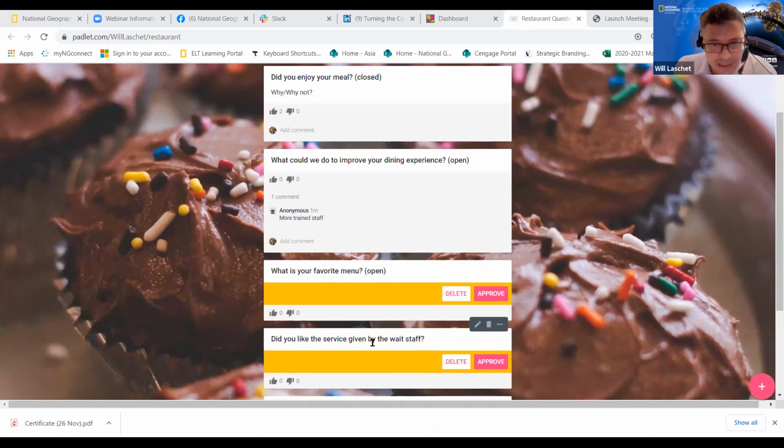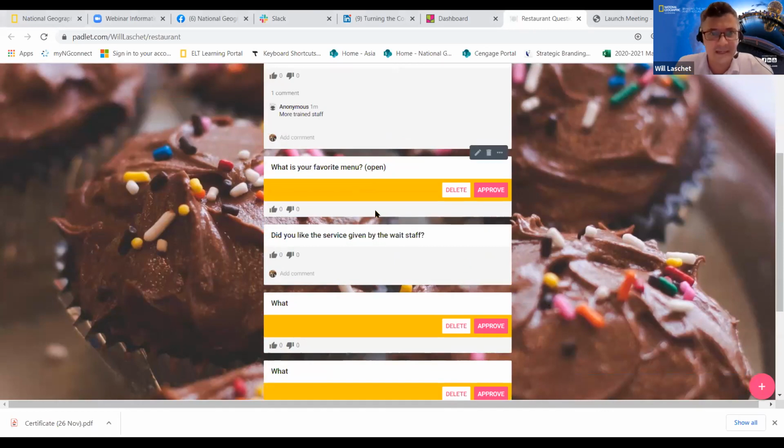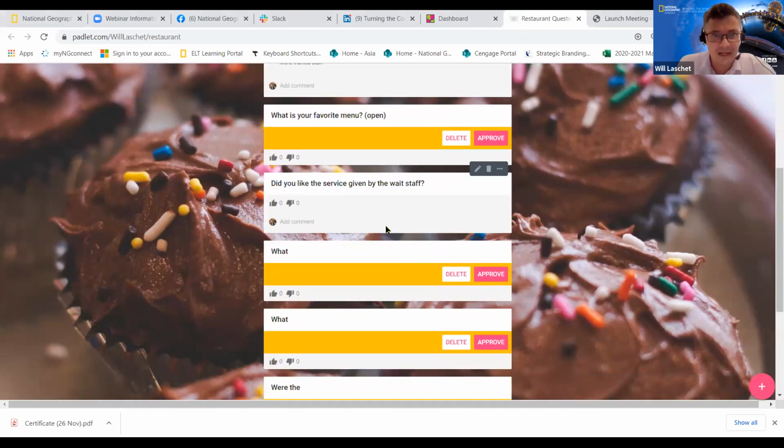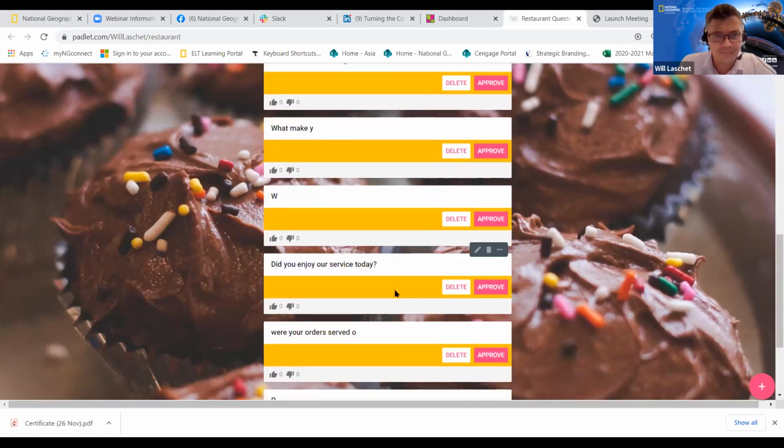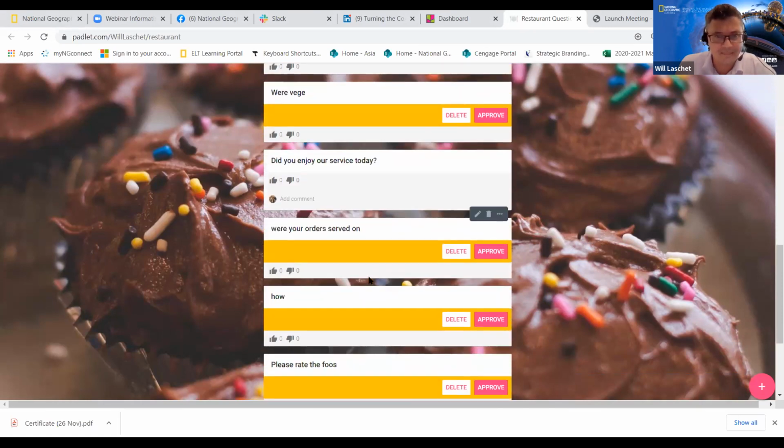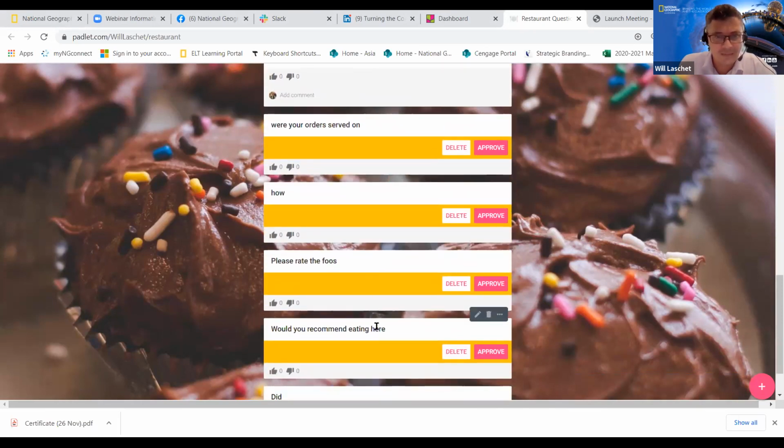So I've got one here. It said, did you like the service given by the wait staff? I'm going to approve it. And there we go, it's in. If you could also put maybe if it is open or closed, that would be good. Did you enjoy our service today? Okay, I'm going to approve it. Would you recommend eating here?